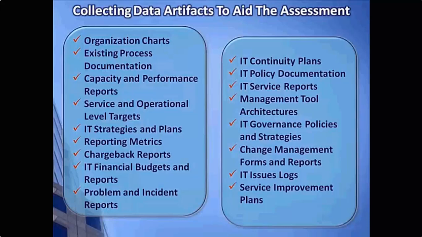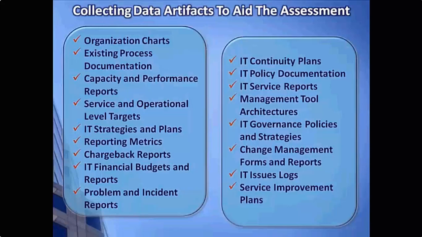This is just an example of typical data artifacts to help aid the assessment. These items can help doing the assessment to better understand how the IT organization is currently managing their services, what policies are in place, and what key issues may exist that the organization is aware of. Again, this is a general list. The ones on this list are pretty typical of what you may ask for in an assessment. Organization charts, process documentation, capacity and performance reports, any kind of other service reports, continuity plans, policy documentation. Again, you can pick and choose from these items on a list like this and decide what's relevant to the assessment effort you're doing.